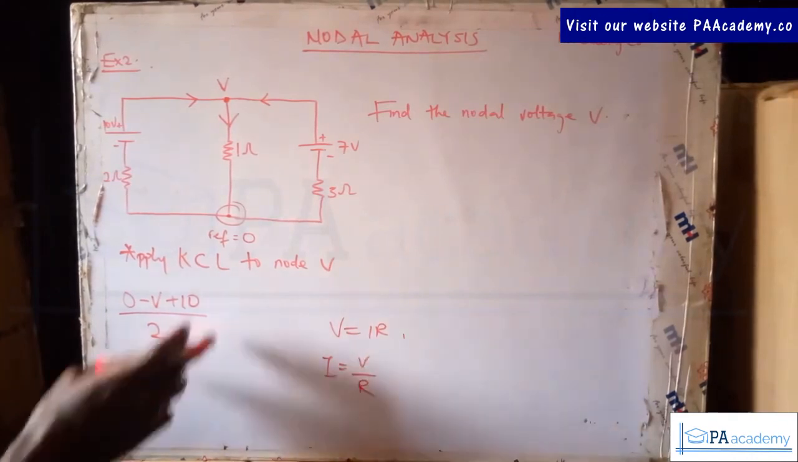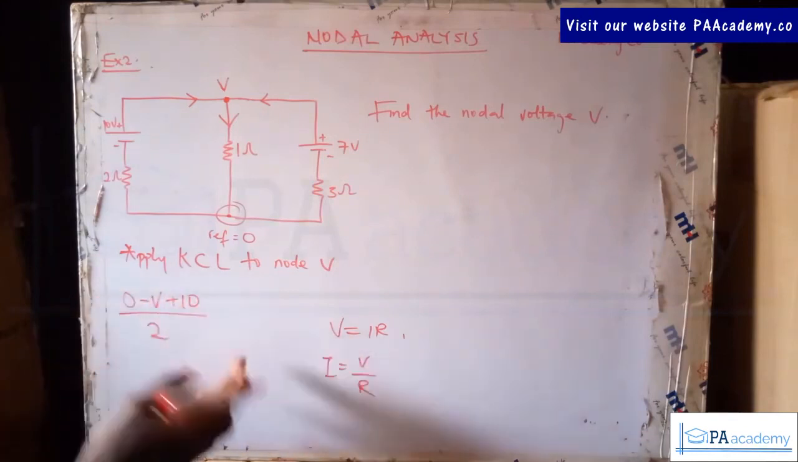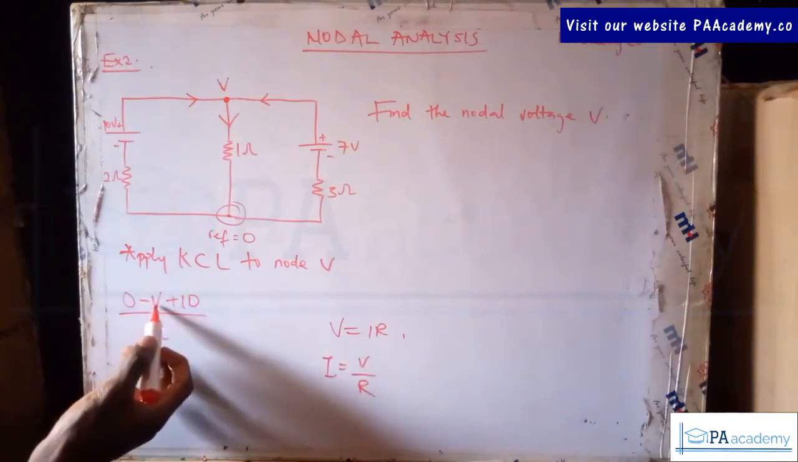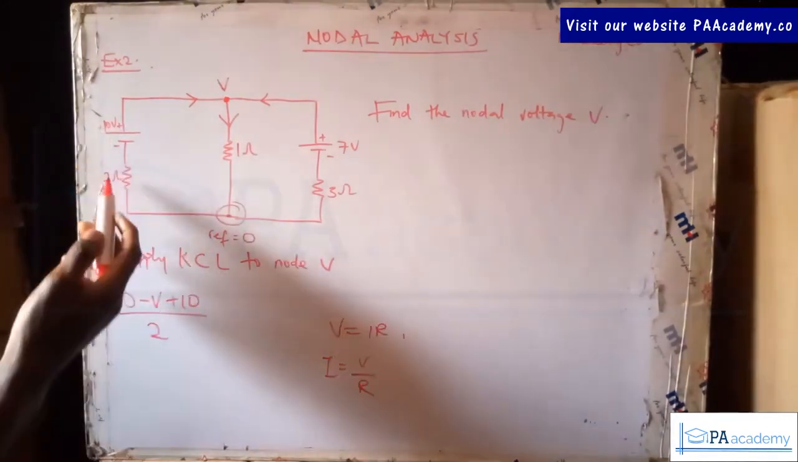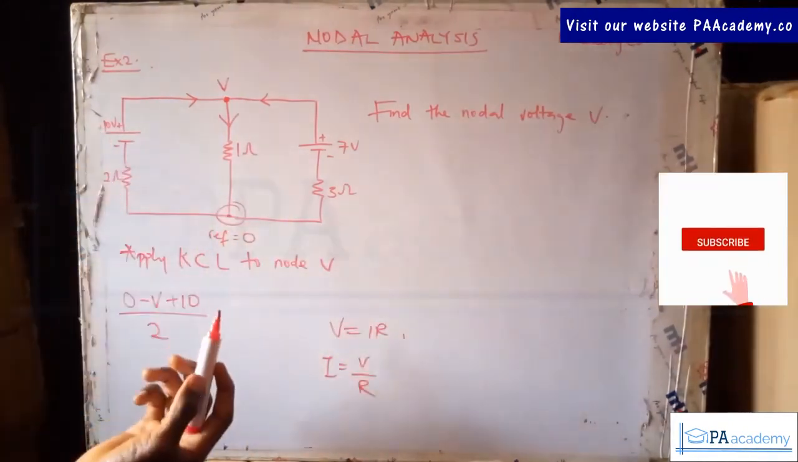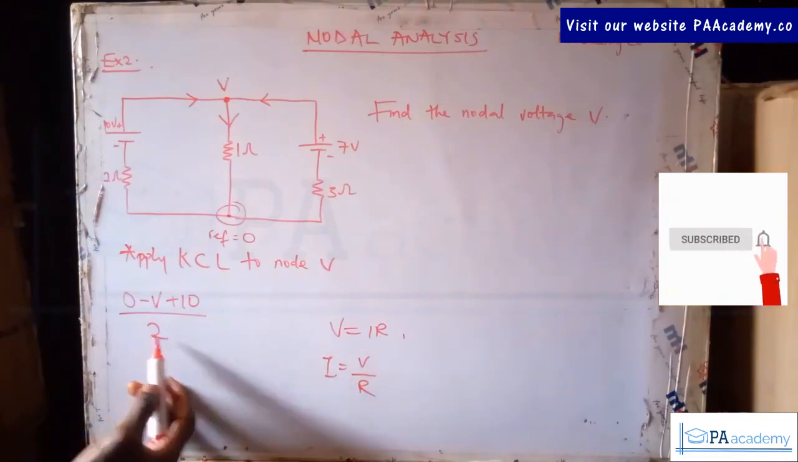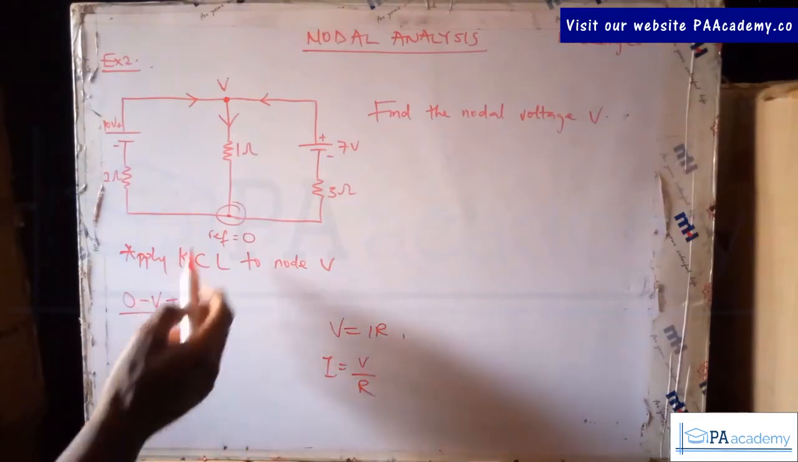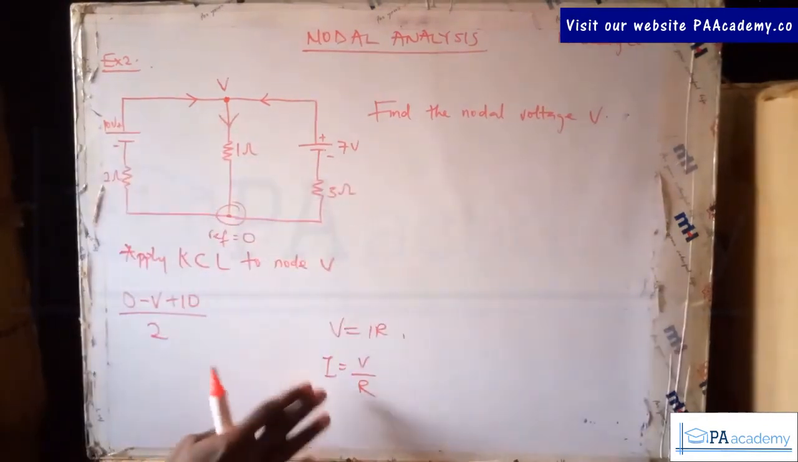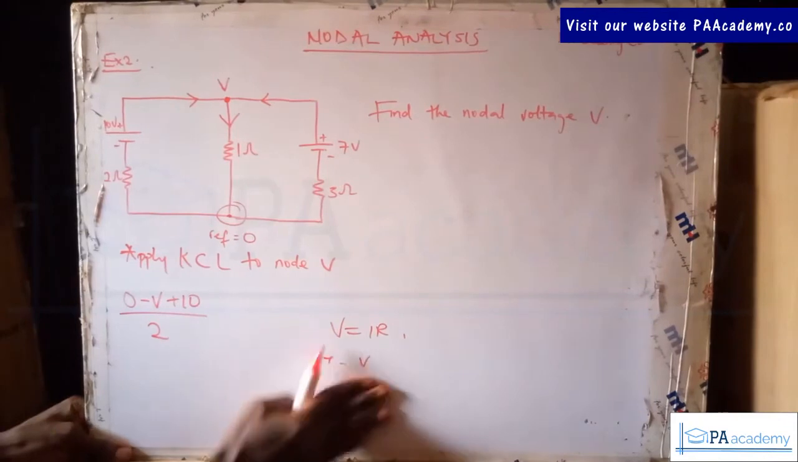So that means if I is the subject of the formula, we are going to have V over R. What we are having here is current, because if you look at the values at the top, they are all voltages. This is 0, this is V, which is also a voltage, this is 10, and this is also a voltage. While this 2 is a resistance, which is R. So what we are having here is V over R, which is the current at this particular point. That's why I said apply KCL to node V.